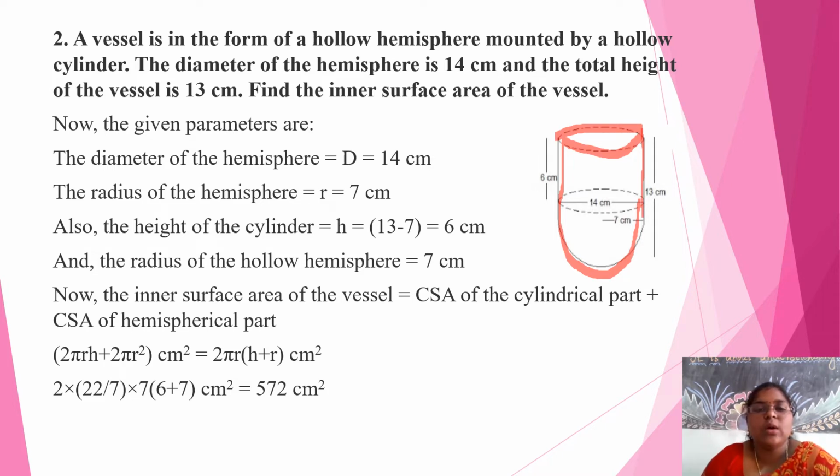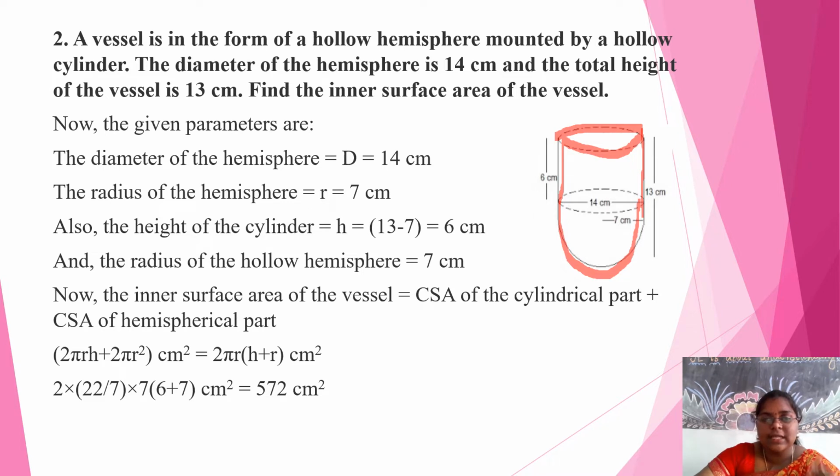Okay. So now the diameter of the hemisphere is 14 centimeter, and they have given the overall height, not separately like for the cube and the cylinder. The overall height is 13 centimeter. Find the inner surface area of the vessel. We have to find the inner surface area.